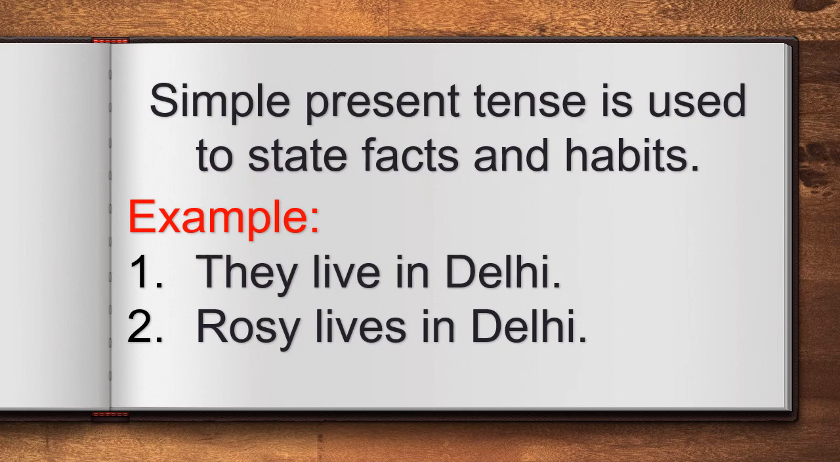Now the question arises, where do we use S or ES? S or ES will be used with singular subject. Otherwise, with plural subject, we will use only verb first form. We will not add S or ES with the verb in case of plural subject. For example, you can say they live in Delhi. Now they is plural, so there is no S or ES. But Rosie is singular. That's why in this sentence I have added S with verb first form. Clear?